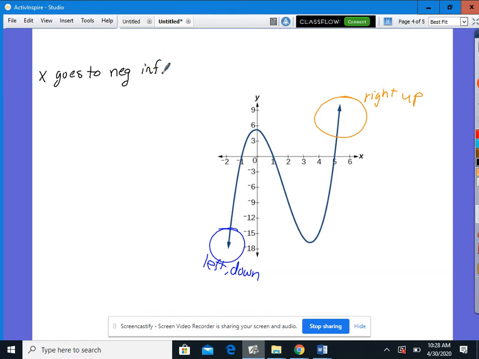negative, I'm just going to abbreviate, negative infinity. Y goes to negative infinity, right? The y is up and down, so it goes down. So the y values as I'm moving here are going smaller and smaller and smaller. And what are they approaching? They're going to approach negative infinity as this graph continues down.